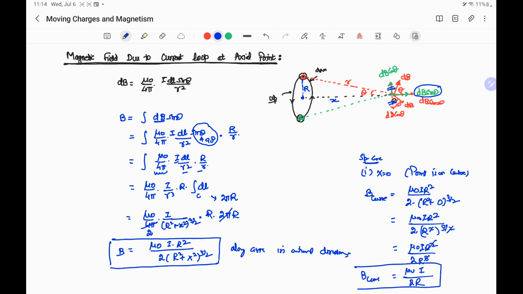So this formula we have to remember. We will take some examples based on this formula.